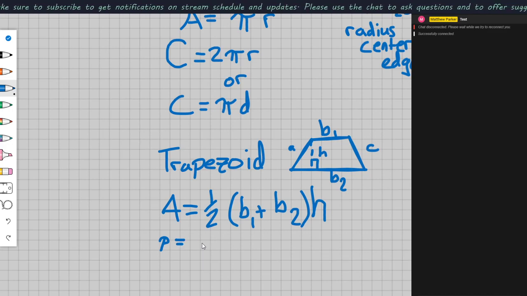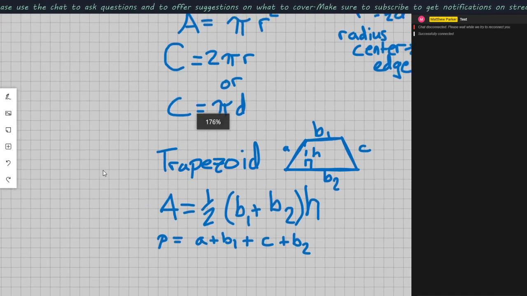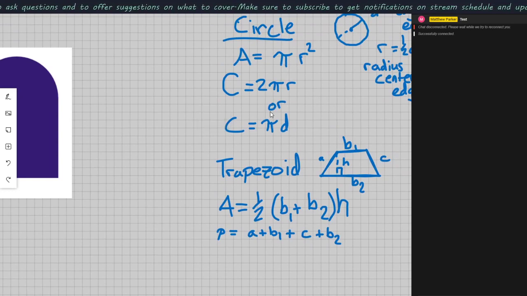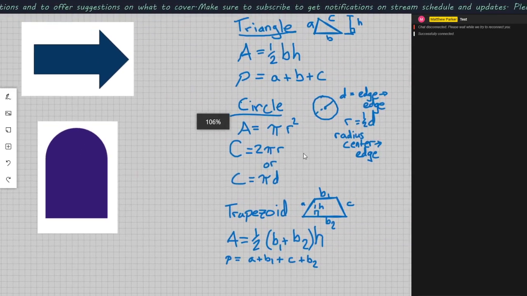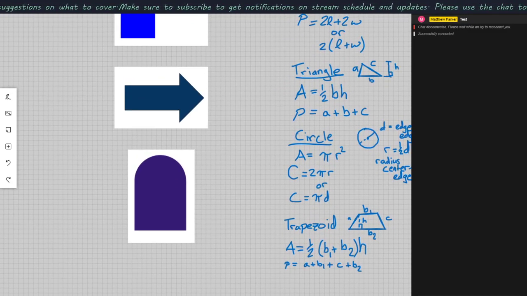So A plus C plus B2, and you can rearrange this using the commutative property of addition. So we put the bases first, the A and C at the end. Put C first, whatever you'd like to do. So make sure you have those written down real quick.